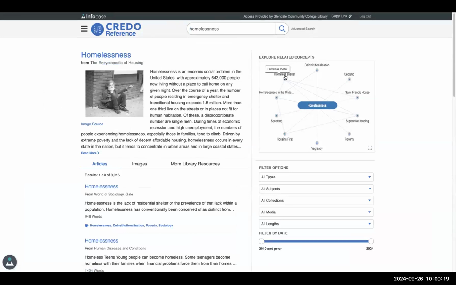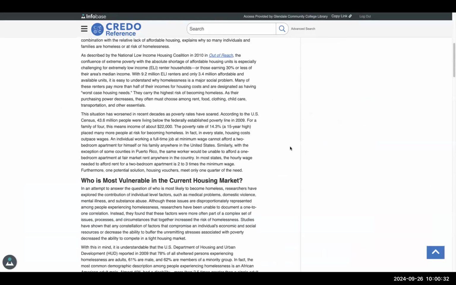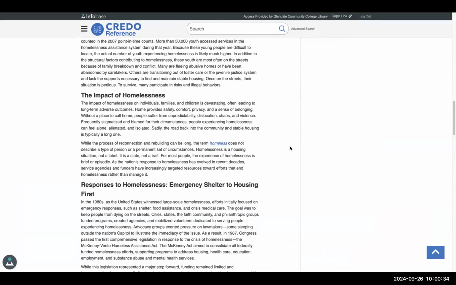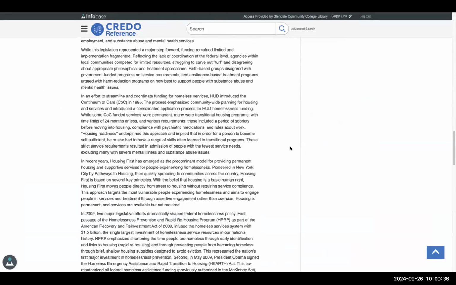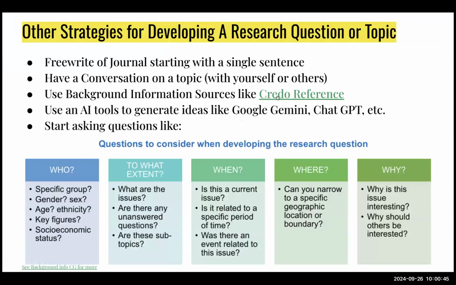So here's some other terms that you'll find. Again, there's poverty, looks familiar, that's related to homelessness, right? And then they also have some actual encyclopedic articles you can read to get a better idea. Why are people homeless? Who is the most vulnerable, right? What's the impact? How do they respond? So what are the responses to homelessness? How are people helping people who are homeless, right? So that's our background information database.